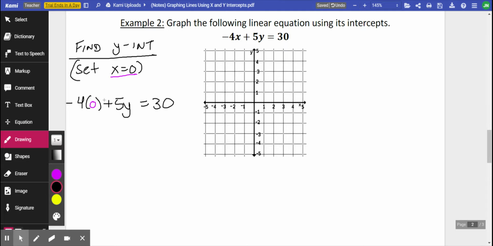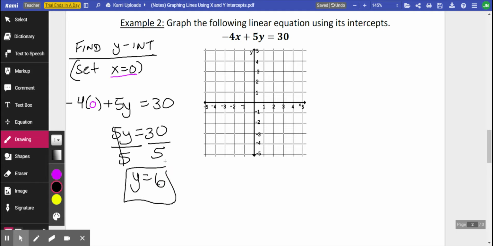So all that means is that this goes away. 4 times 0 is 0. So that just gives me 5y equals 30. We have to solve this, so we just divide by 5 on both sides. This will give me the value of y is equal to 6. That means it crosses the y-axis at the value of 6. So I have to go to the y-axis and go up 1, 2, 3, 4, 5, 6 squares, which will be right about here, right outside the page. And now all we have to do is find the next one, so we're able to graph.